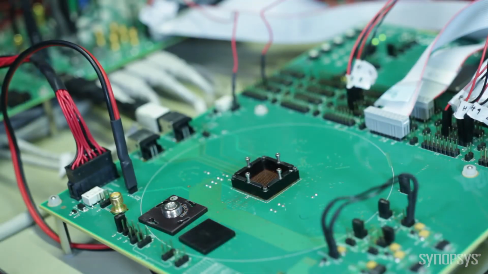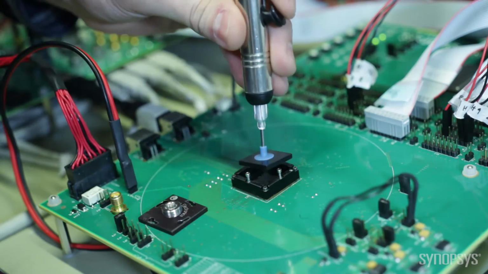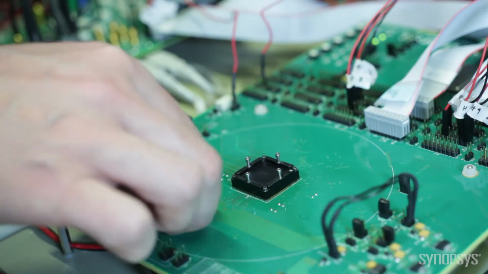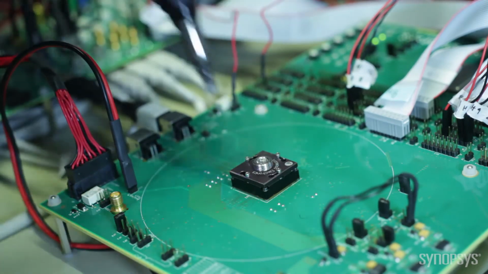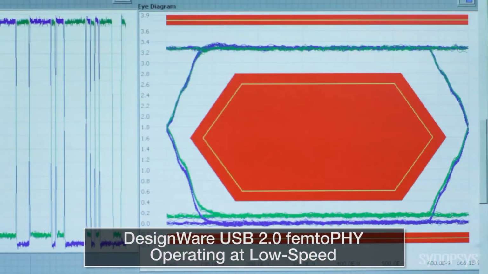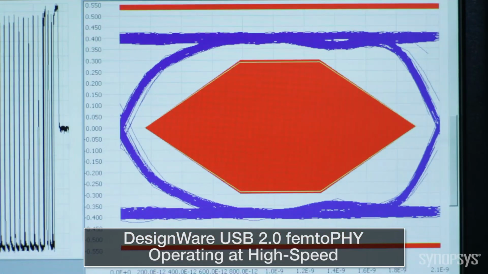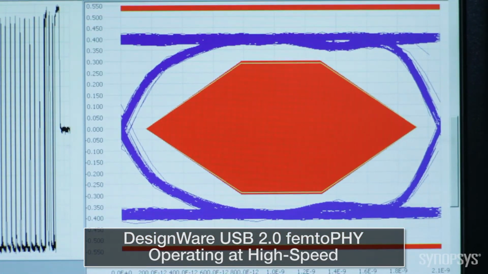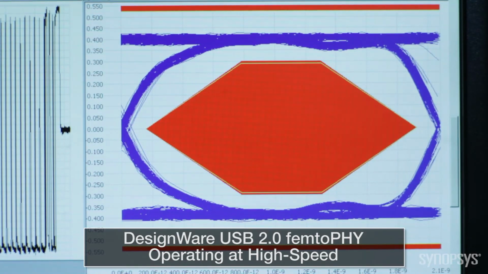For the USB 2.0, we'll look at the high-speed, full-speed, and low-speed eye diagrams. Of course, they have been tested across PVT conditions, but in the interest of time, we'll keep it short. Here's our low-speed USB 2.0 eye. Here's our full-speed. And lastly, our high-speed USB eye diagram that shows a nicely balanced eye with good margin relative to the eye mask spec.